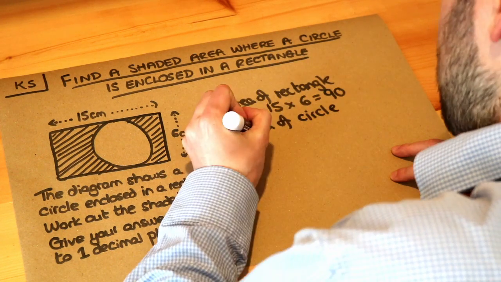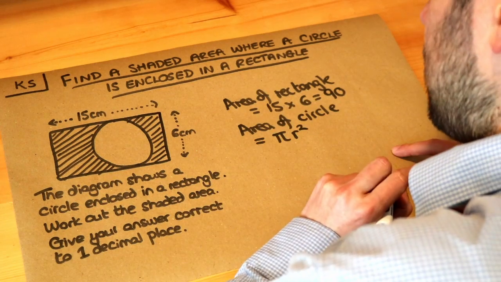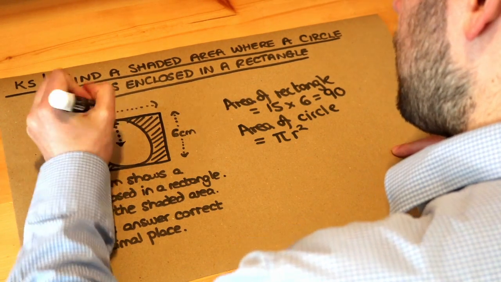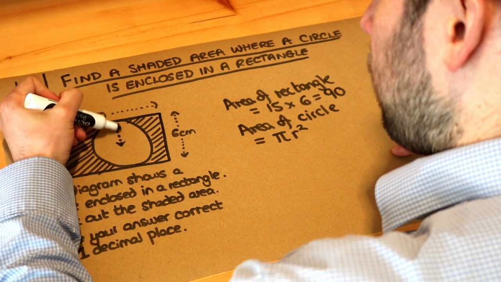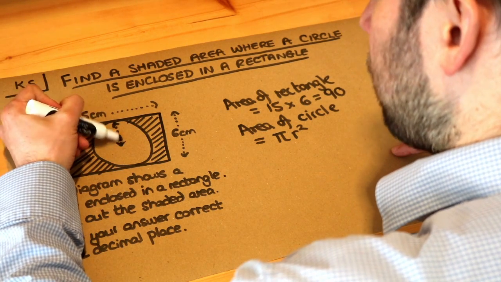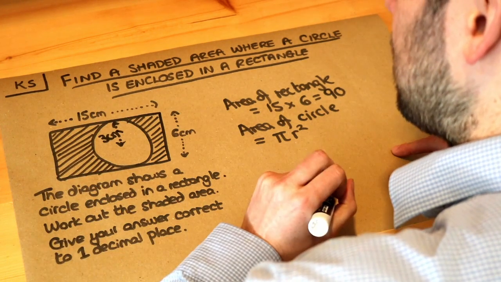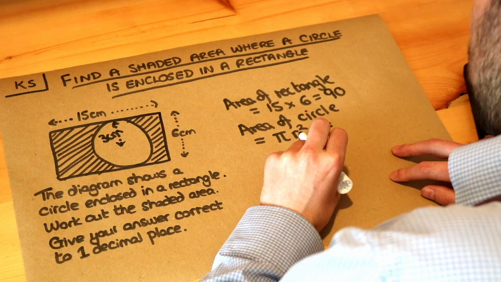Now, do you remember that the area of a circle is pi times the radius squared? So let's think, what's the radius of this circle? Well, the diameter of the circle, all the way across the circle, that's 6 centimetres. We can see the 6. So if we half that, because the radius is half the diameter, that is just half of 6 centimetres, which is 3 centimetres. So we've got to do pi times 3 squared.